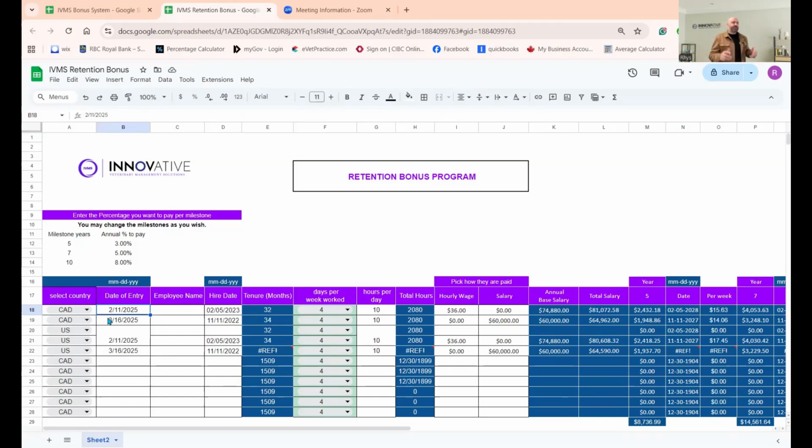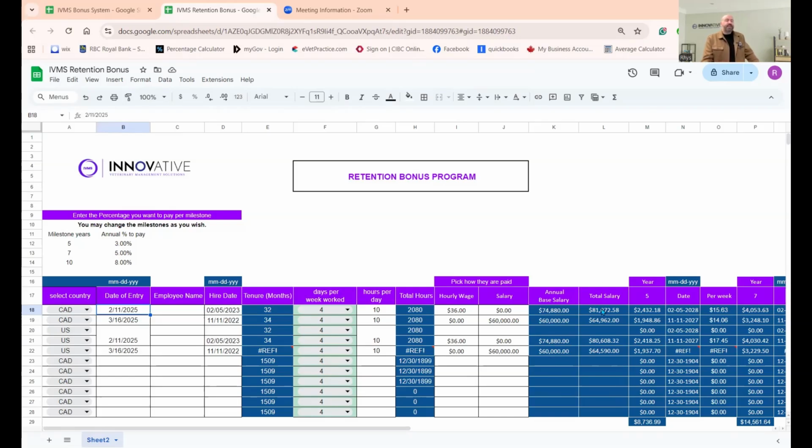Okay, so the date of entry is the date you put this person on this program. The hire date, the names don't mean anything, but the hire dates do. It gives you the tenure, and how many days they work. So if they work 4 days, 5 days, how many hours per week, hours per day. Then it totals the amount of hours per year. Enter the hourly wage in this instance. This one's at $36, and then I've got the salary. So you get to see the two different versions. For the Canadians, or even the Americans, they are both earning the base salary of $74,880, same below, and $60,000 for the one below as well.